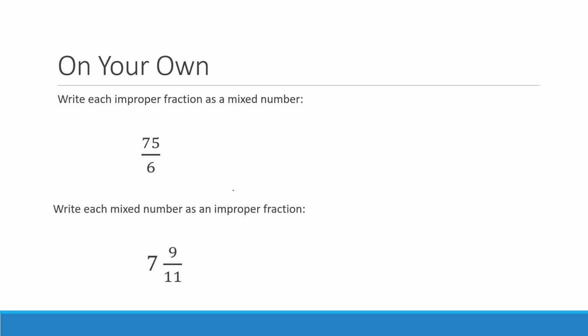Pause the video and try some of these on your own. When you're ready, hit play to check your answer. So let's lay this fraction down here. I want to know how many times does 6 go into 75? It goes in there 12 whole times. Now 6 times 12 is going to give me 72. I'm going to subtract to get my remainder, which is going to be 3. So my whole number is going to be 12. 3 is going to become my numerator, and my denominator stays the same as the problem.